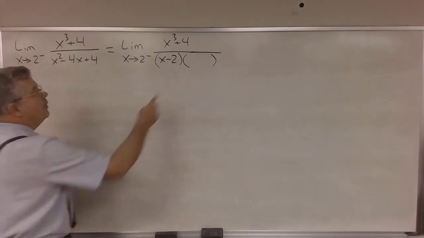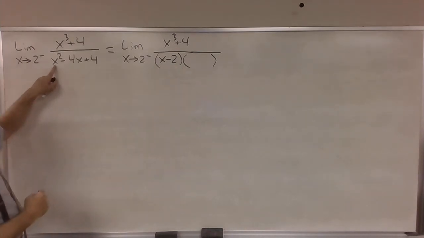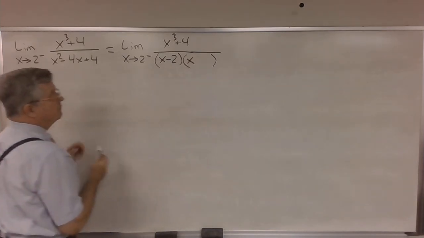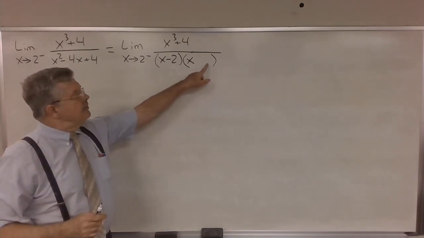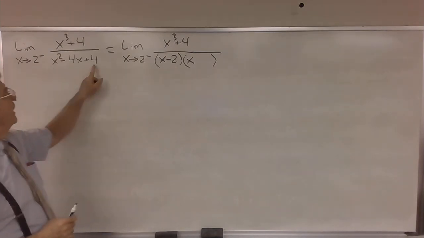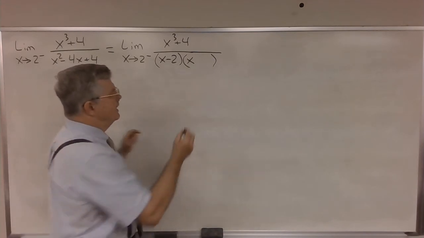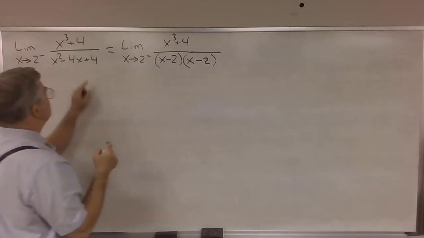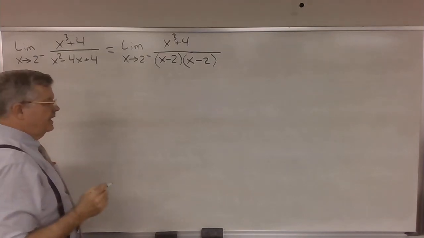Whatever goes here has to be something that when I multiply it by x, I get x squared. So what's going to go here? It's got to be x, right? X times x is x squared. And whatever goes here has to be such that when I multiply it by -2, I get +4. Well, wait a minute. That would mean I'd have to have -2 here. -2 times -2 is +4. Yep, that works. Okay.